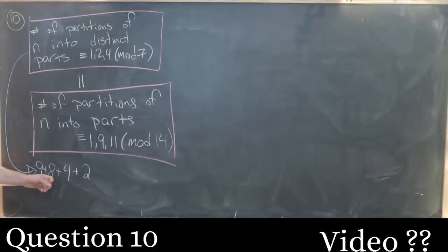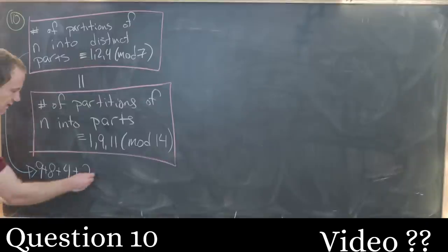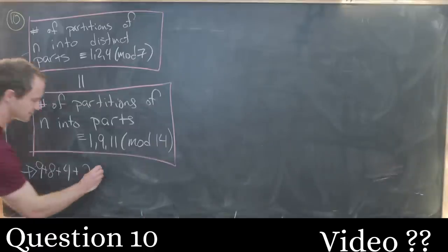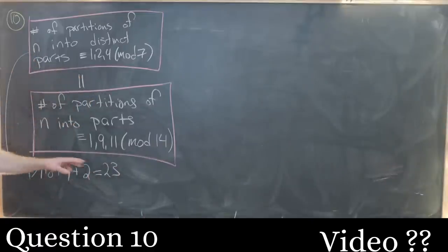So 9 is 2 mod 7, 8 is 1 mod 7, 4 is obviously 4 mod 7, and 2 is obviously 2 mod 7. So that is a partition that satisfies this rule. Let's see, what is that equal to? 10 plus 23? 23. So that's a partition of 23 that satisfies this rule.